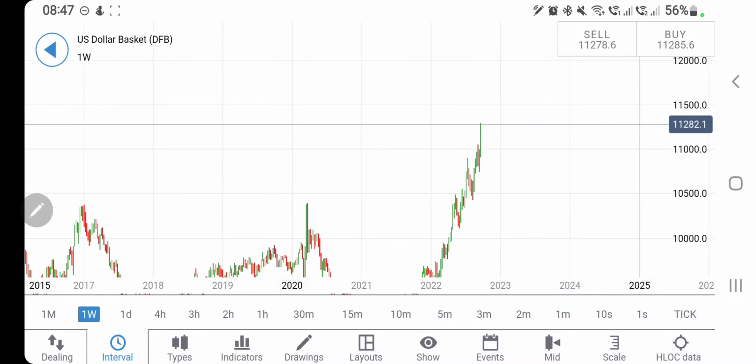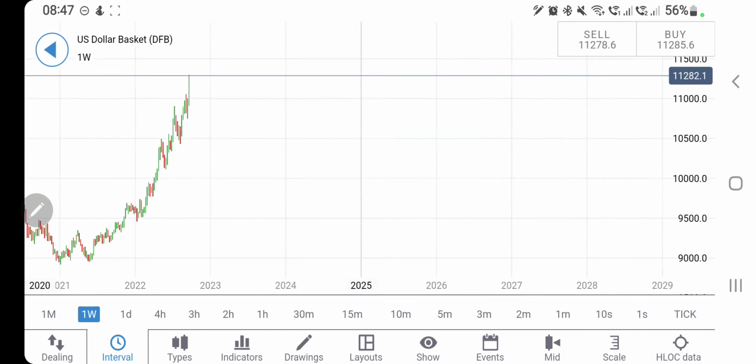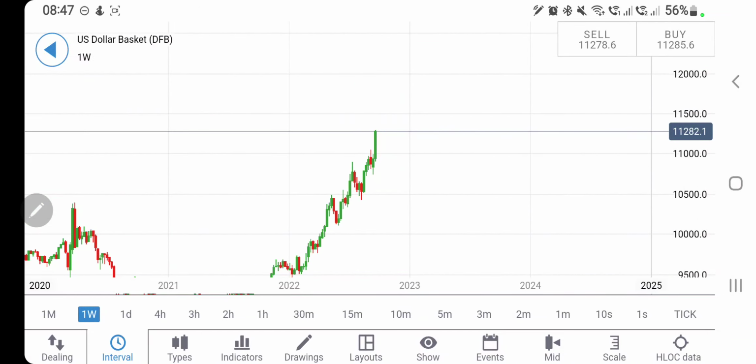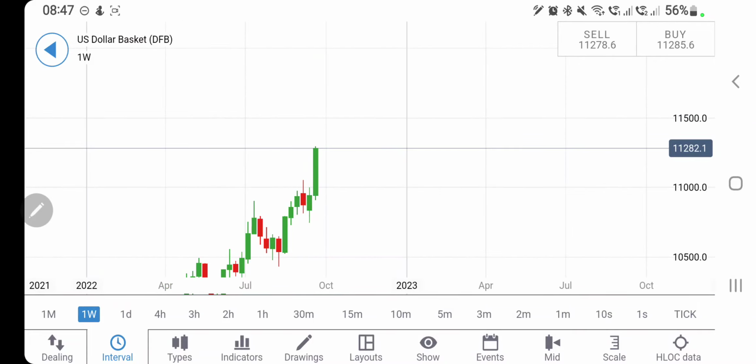Now when did we last see 120 levels? It was way back, 20 years back in 2002, when the dollar index touched 120 levels. Now it is trying to achieve those levels again.